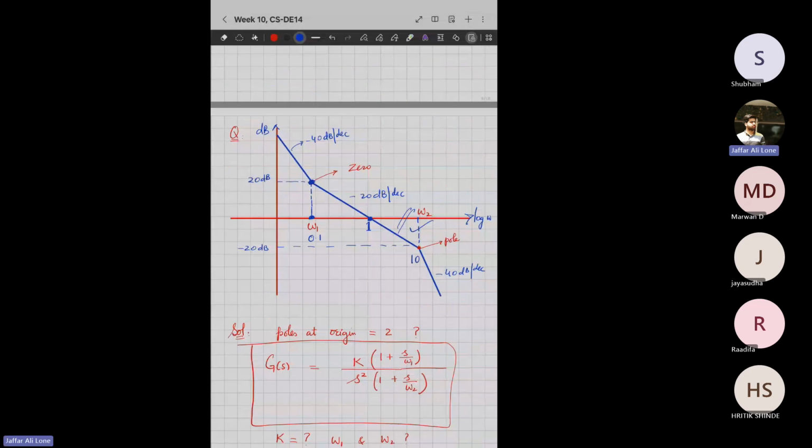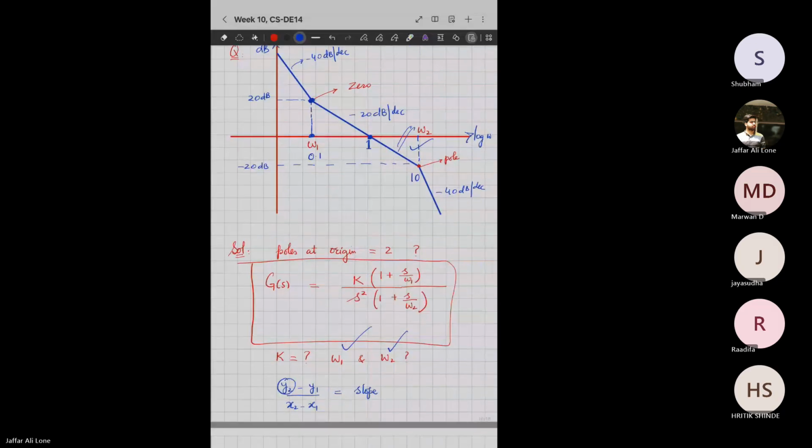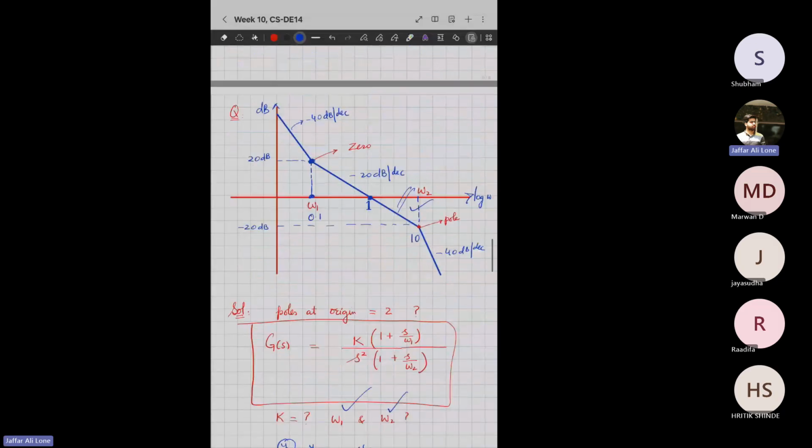Now what do we get? So we got omega 2 as 10, omega 1 as 0.1. So now this is done. Now K. Anybody, please tell me what should be the value of K? Who will tell me? And how do we do it?